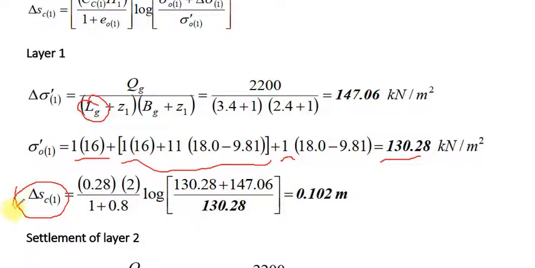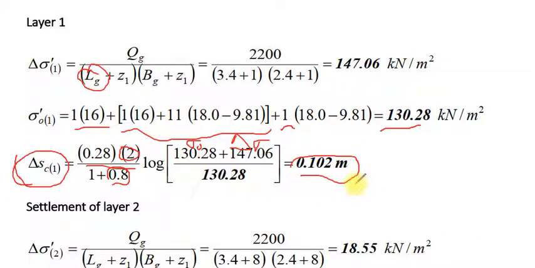The settlement will be computed by the following equation: 0.28, the coefficient of compressibility, multiplied by the thickness of the layer equal to 2, over 1 plus e naught, the original void ratio, multiplied by log of sigma naught dash, the overburden pressure, plus stress increase, divided by 130, the sigma naught dash. This gives us 0.1021 meter. This is the settlement of the first layer.